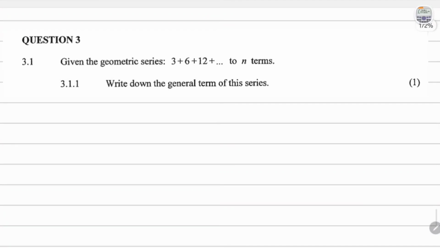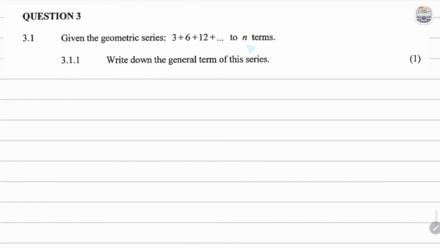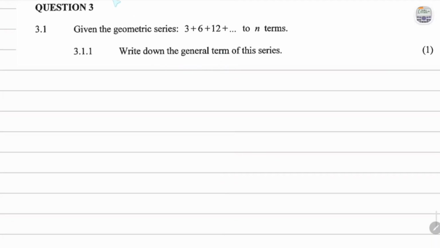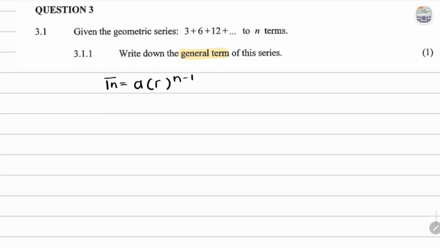Question 3 says, given the geometric series, and we have 3, 6, 12, and this continues to n terms, write down the general term of this series. Okay, so it is a geometric series, and the general term of a geometric series is a multiplied by r raised to the power of n minus 1. So a is your first term, and r is your constant ratio.